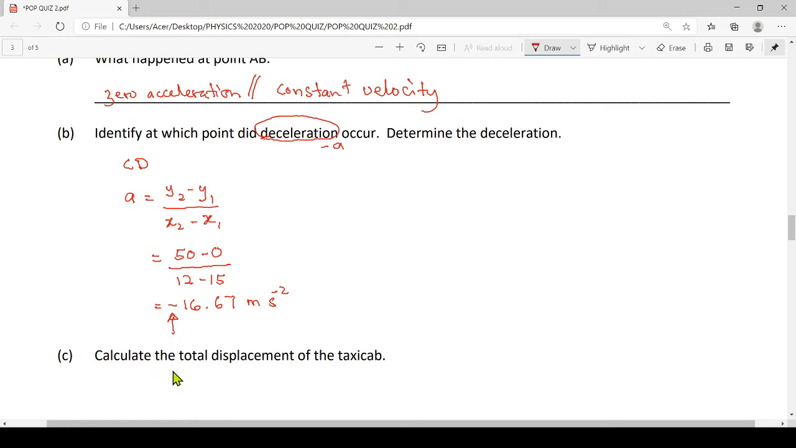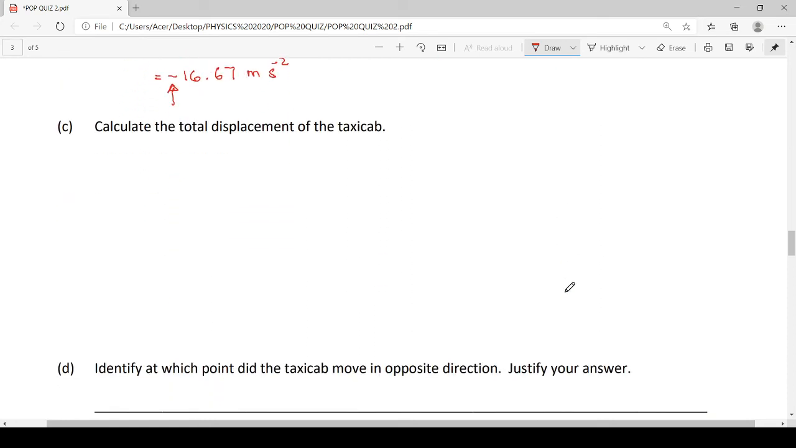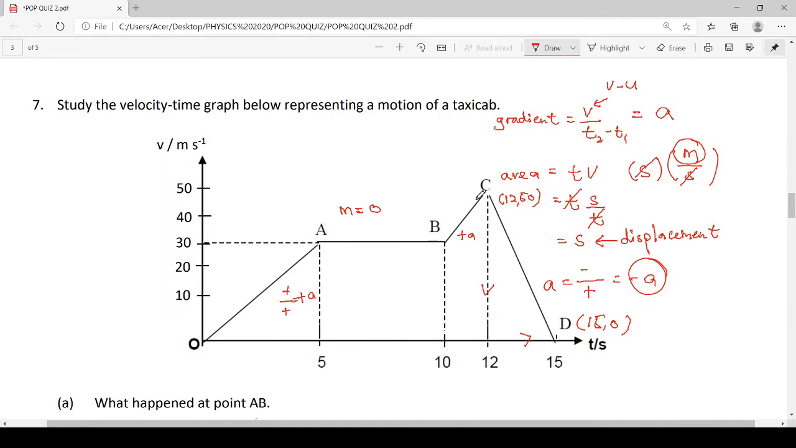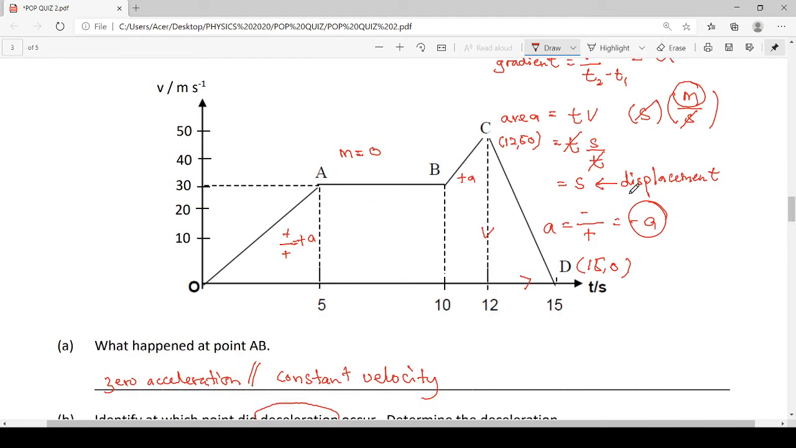Okay, now we go to question C. Calculate the total displacement of the taxi cab. Alright, so how do I find displacement? So if we go to our note up here, displacement is actually the area under the graph. Okay, so calculate the area under the graph. So at this point here, I have a triangle, correct? Triangle. So the area is 1 over 2 times 5 times 30. Okay, so that is 75.